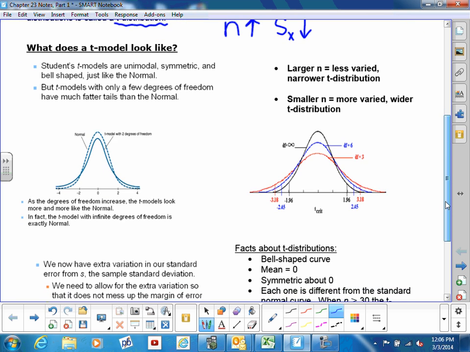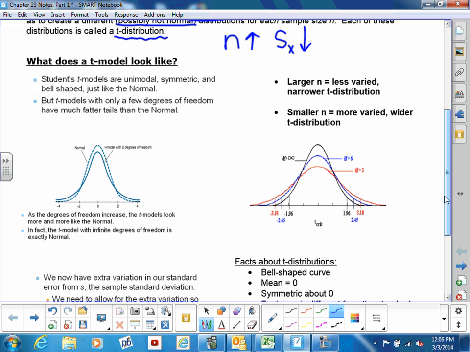They are very similar. Do you see these pictures here? They look a lot like the normal curve. They are just more varied. They are wider. They are spread out. They have more area in the tails. So, the t-distributions are unimodal. They are symmetric. They are bell-shaped, just like the normal, but they have fatter tails. They have more variation spread out.